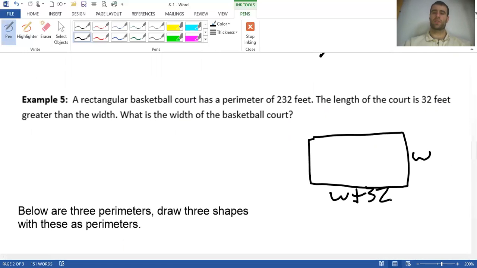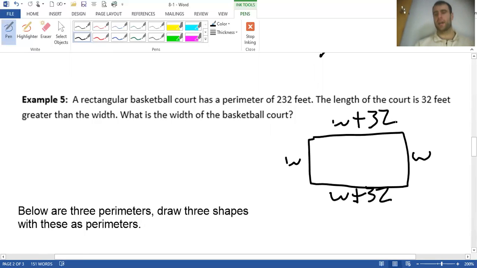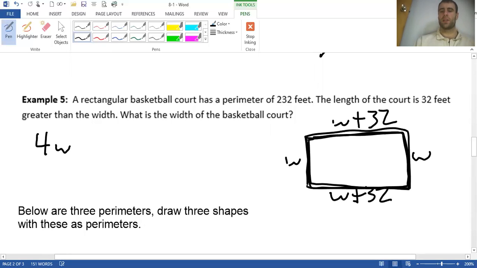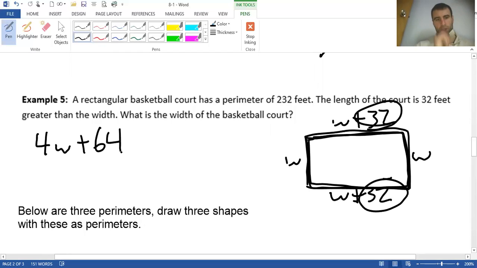So if it's a rectangle, this is also W, and this is also W plus 32. If we add up all of those, that's 4 W's. If we add up all 4 sides, there's 4 W's there. And then there's a 32 here and a 32 here. That makes a total of 64. So 4W plus 64 equals 232.